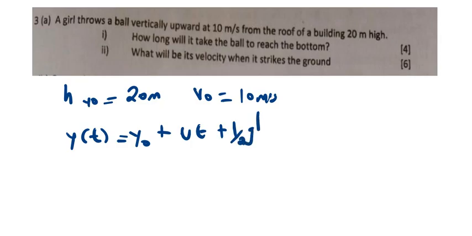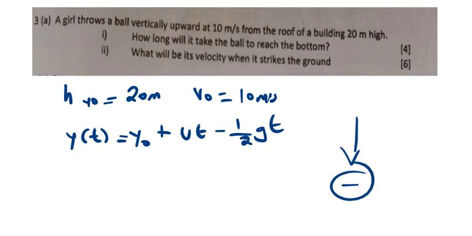Now, because it's under the influence of gravity, what are we going to have? Are we supposed to put a plus here? That is the question. We're going to put a minus. Why? This is half gt squared because the acceleration due to gravity going down is negative, in this case, since we've chosen going up as positive.